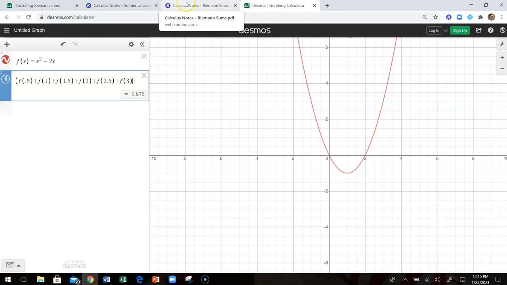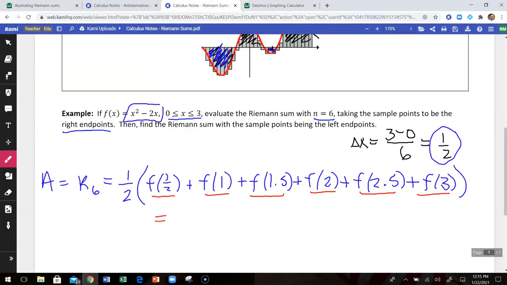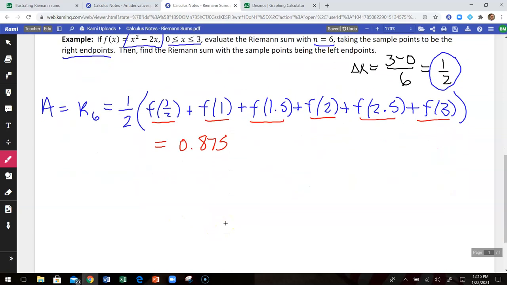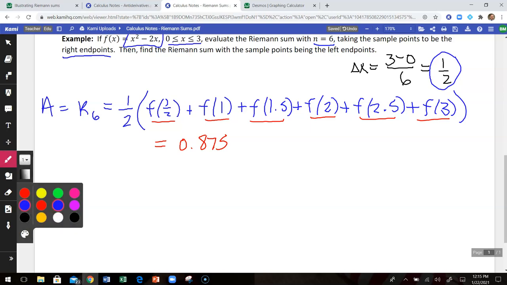What that tells me is there's pretty close to equal amounts of this above and below the x-axis using my right endpoints. Slightly more above the x-axis, right? It's a positive area. So I've got more area of rectangle above the x-axis than below. Okay, so I'm going to do the same exact thing with left endpoints.